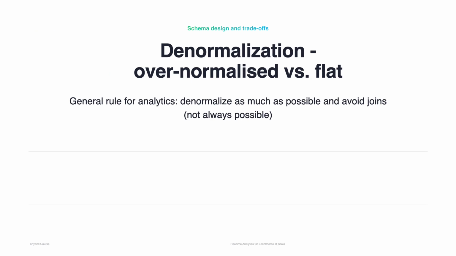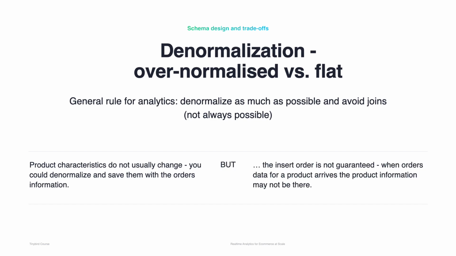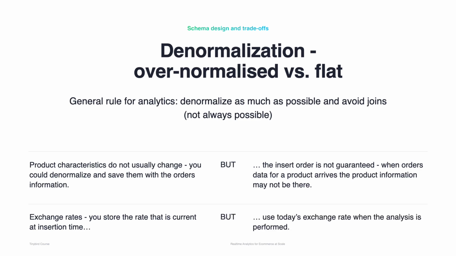Let's think about which relations should be denormalized and when it makes sense to do so. For analytics, it's usually much better to denormalize as much as possible and avoid joins, but that's not always possible. For example, product characteristics do not usually change, so you could denormalize and save them with the orders information. But sometimes you can't, because the insert order is not guaranteed, so when orders data for a product arrives, the product information may not be there. For characteristics that do change over time, such as exchange rates, you may want to store the rate that is current at insertion time. But you may want to use today's rate when the analysis is performed.